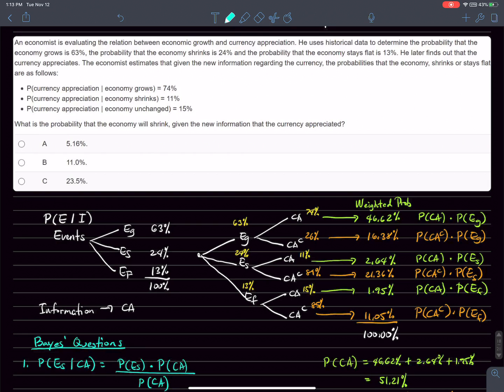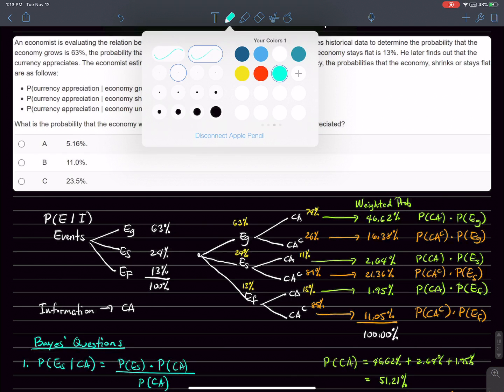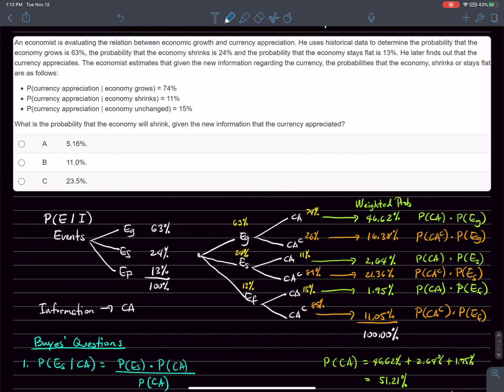An economist is evaluating the relation between economic growth and currency appreciation. He uses historical data to determine the probability that the economy grows 63%, economy shrinks 24%, and economy stays flat 13%. So this 63, 24, and 13 totals 100%.